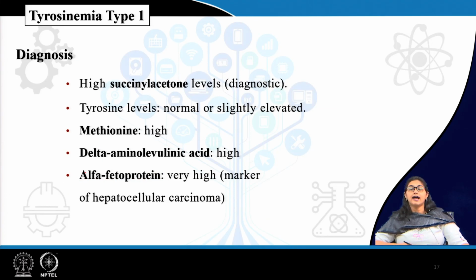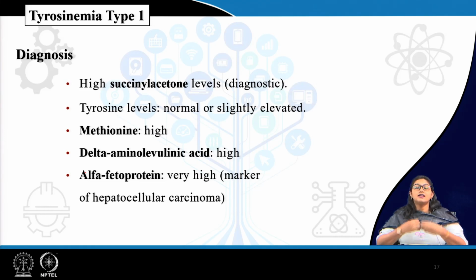Now, how can this be diagnosed? Succinyl lactone is accumulated. So, this accumulation of succinyl lactone is a diagnostic metabolite for tyrosinemia type 1. Then the tyrosine level is either very slightly elevated or sometimes remains normal, because it is bypassed to some other products. Then the methionine level is also high, delta aminolevulinic acid is high, and the alpha fetoprotein level is also high.